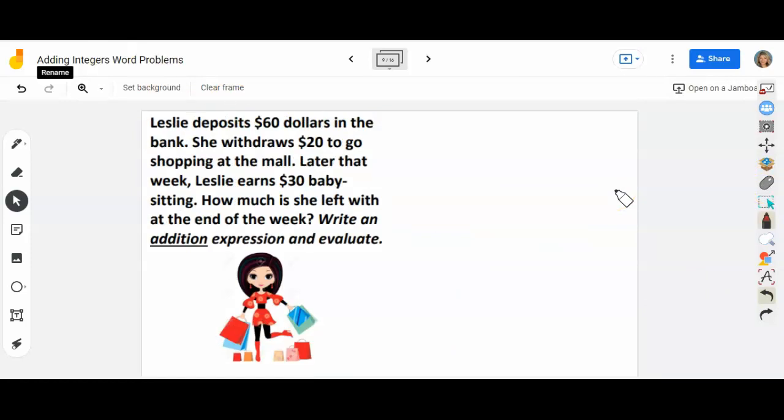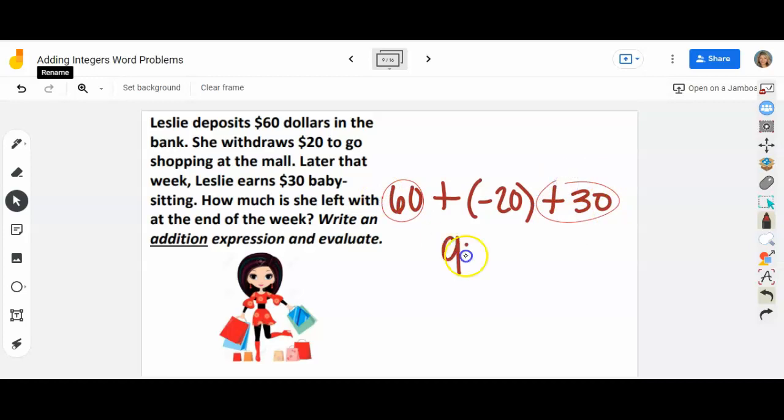All right, Leslie deposits $60. So deposit means positive. Then she withdraws, that's negative. Later that day she earns, so that's going to be positive. Commutative property says that it doesn't matter what order I add in, so I can go ahead and combine 60 plus 30 is 90 and bring down the plus negative 20. My signs are different, so I subtract, and she has left over $70.